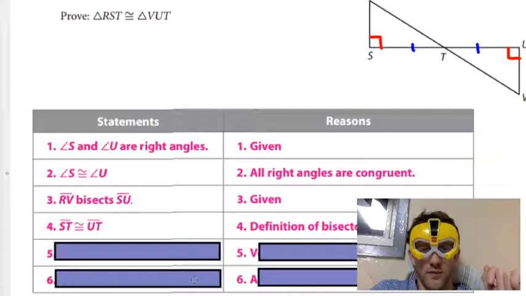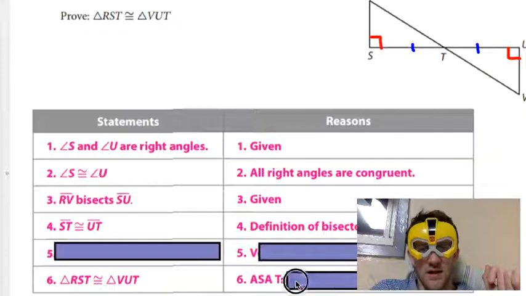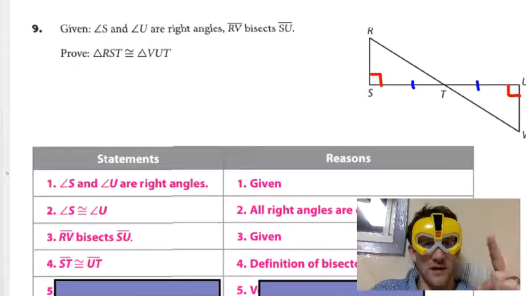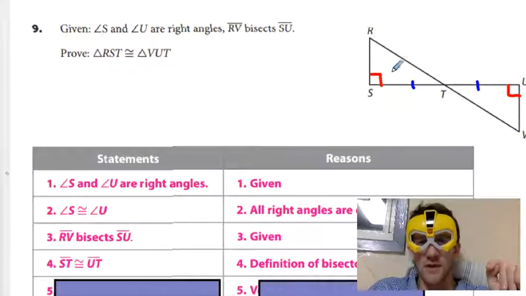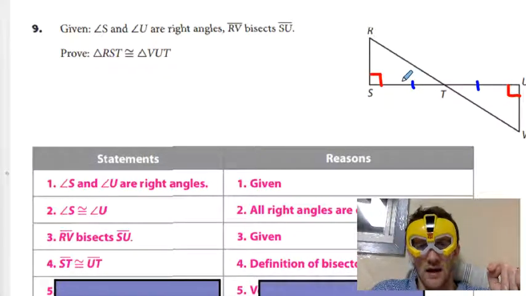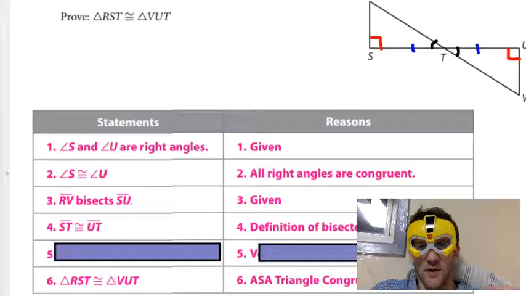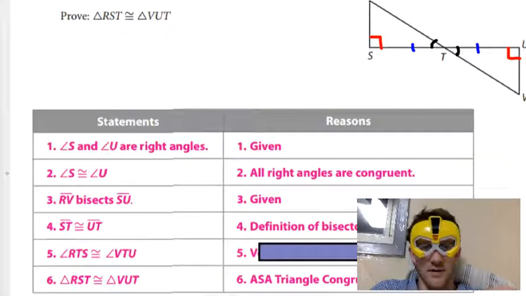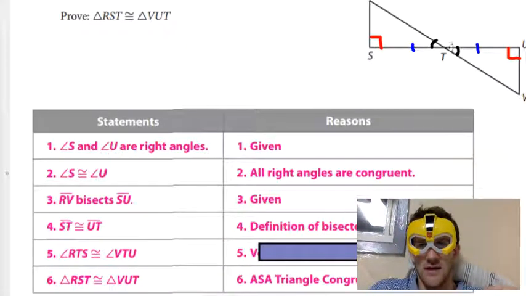So, if we're proving the two triangles congruent using the angle side angle triangle congruence theorem, again, there's one piece of information left. I have an angle, I have a side. What am I missing? I'm missing an angle, and it happens to be this angle here. Well, are those two angles congruent? Yes. I can write them out. Angles RTS and VTU. The reason is that they're vertical angles.